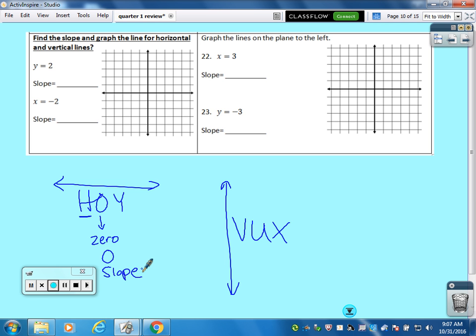And then the Y says two things. One, the equation will always say Y equals a number, and it's always going to start on the Y axis.